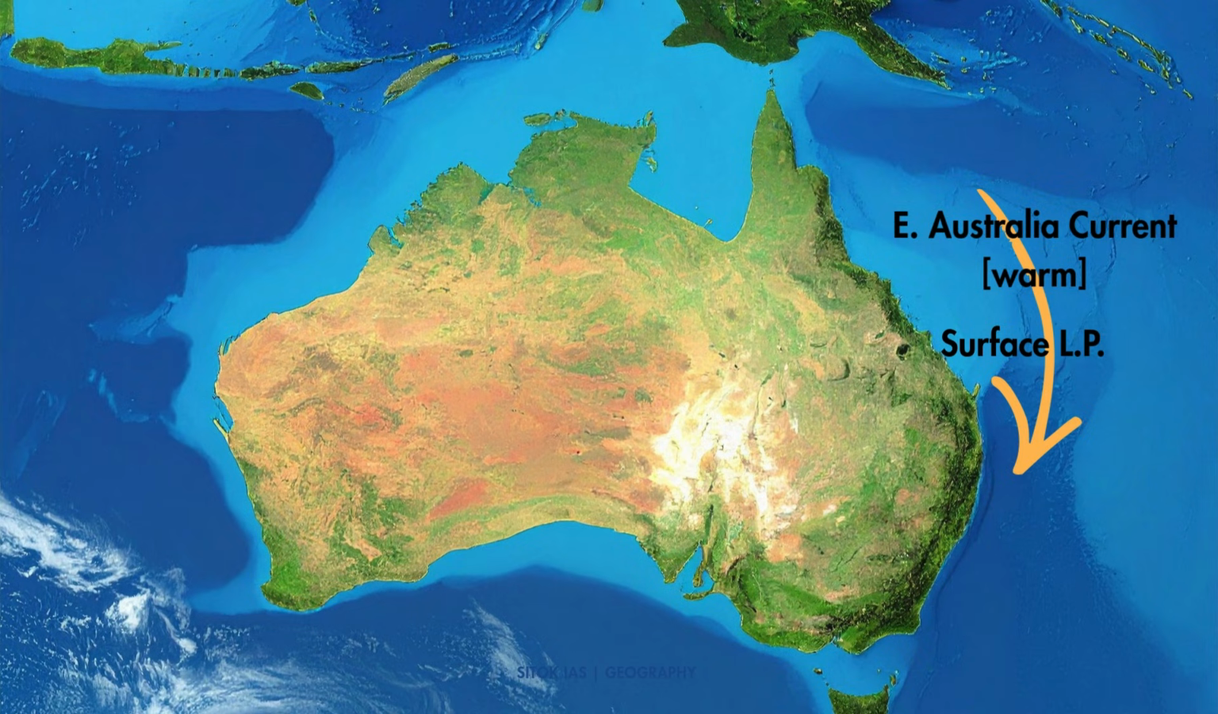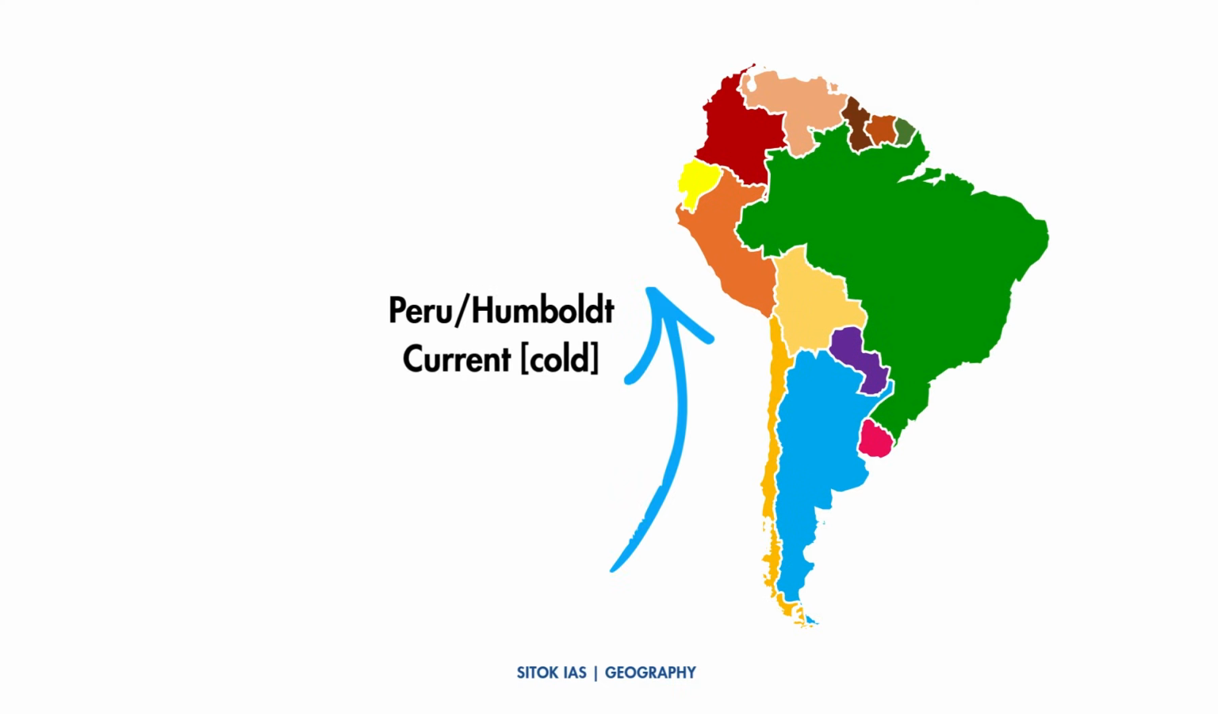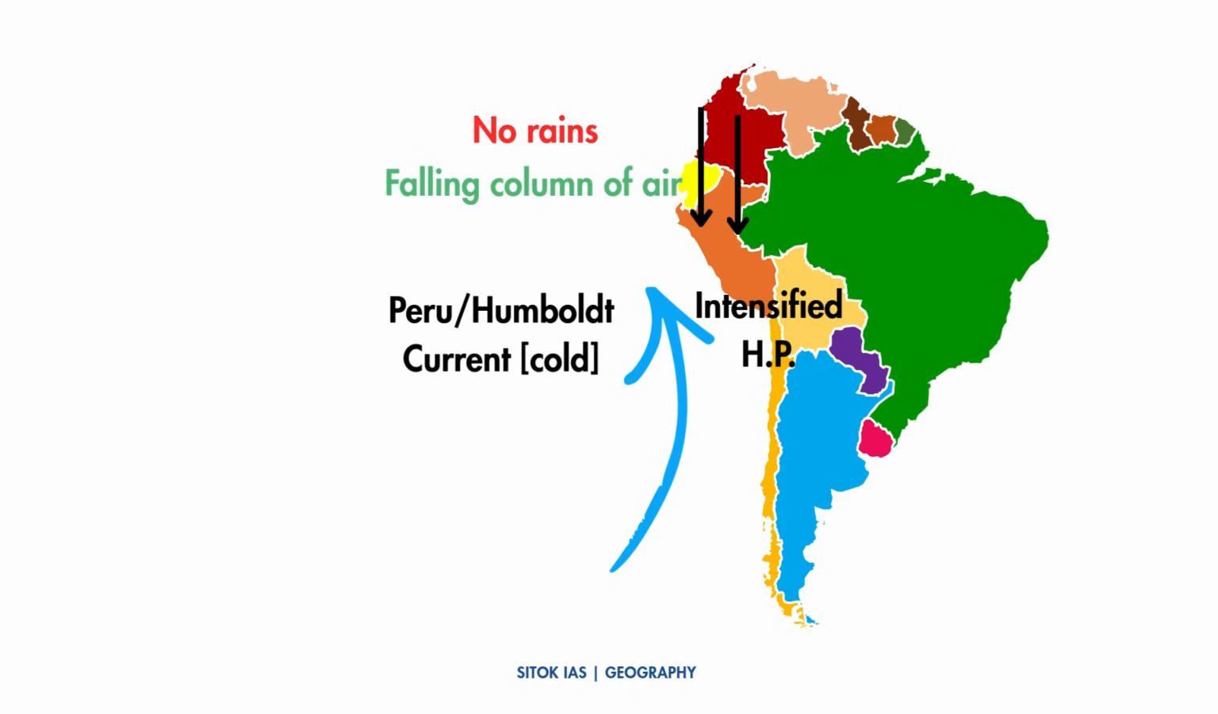See what is happening in Australia. There is an East Australian current, a warm current. This creates a surface low pressure with some amount of rainfall because of the surface low pressure associated with the boiling pot of water. Now, South America, a cold current flows up, intensifying the high pressure. There are no rains but a falling column of air associated with the ice bucket. So there will not be rain but an intensified high pressure.